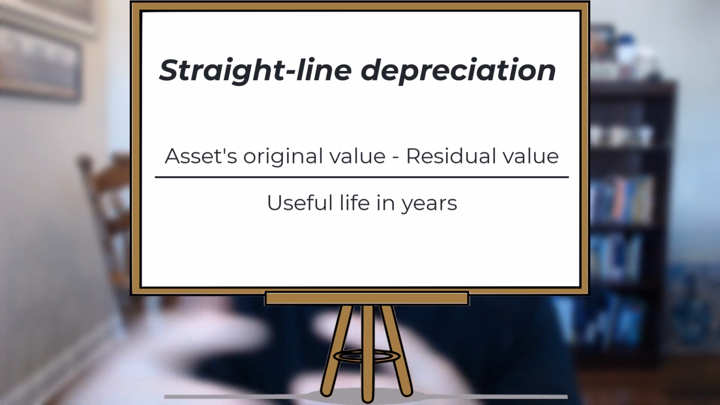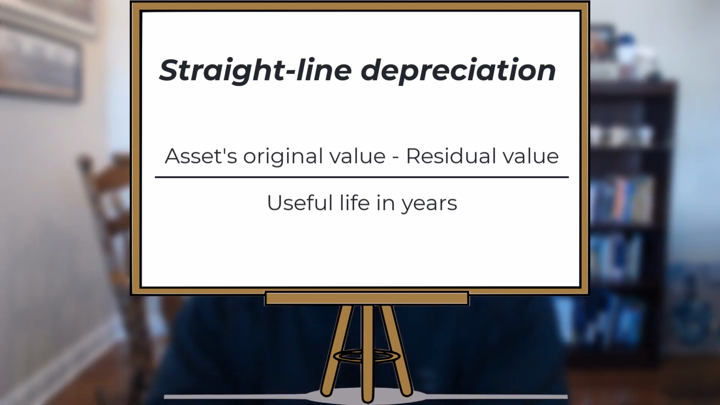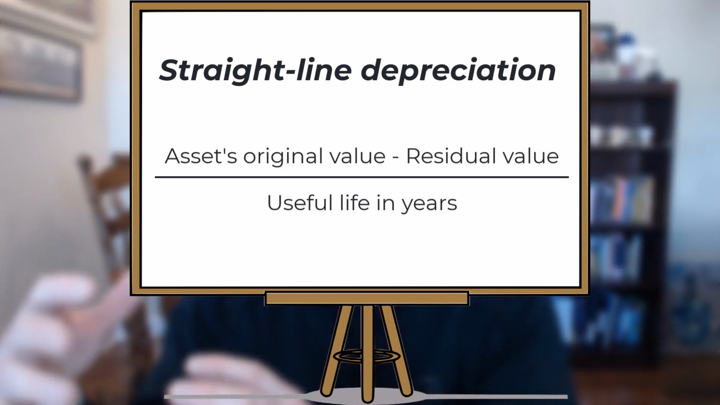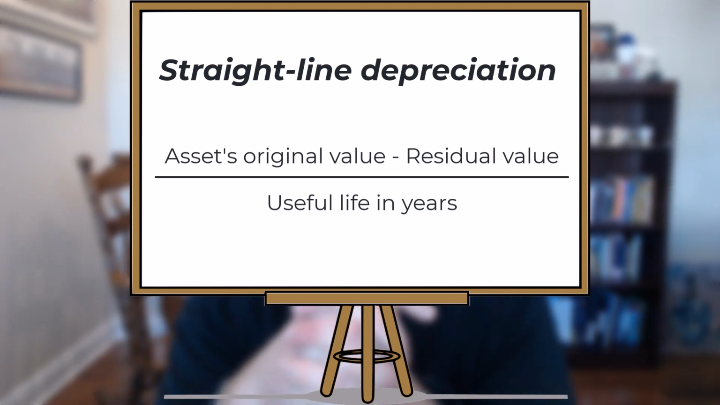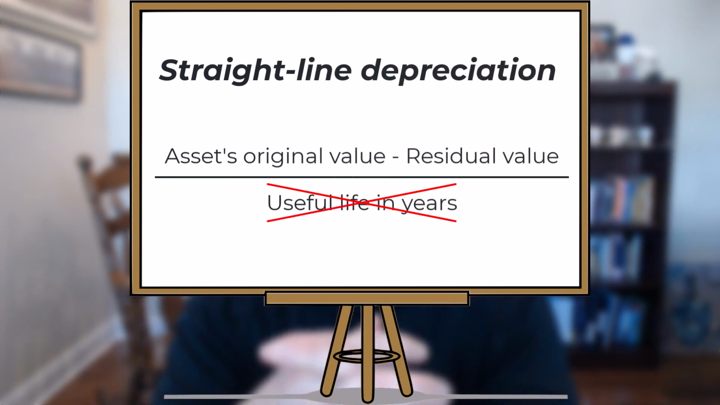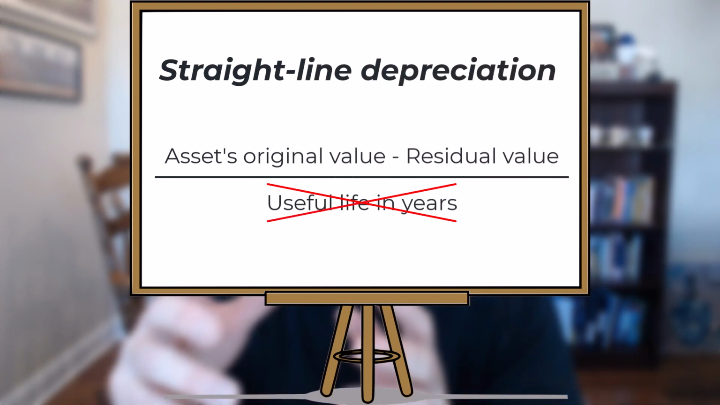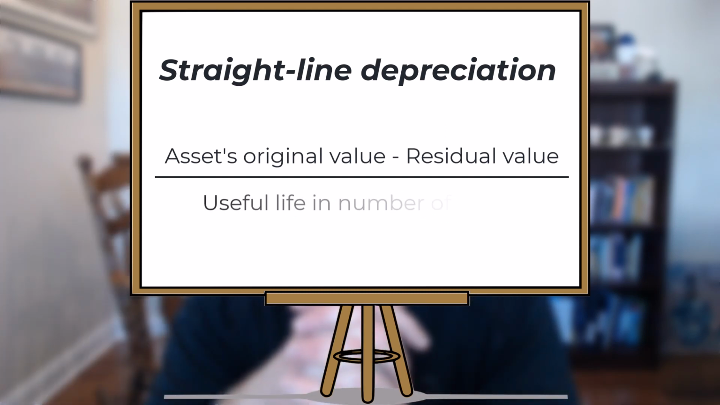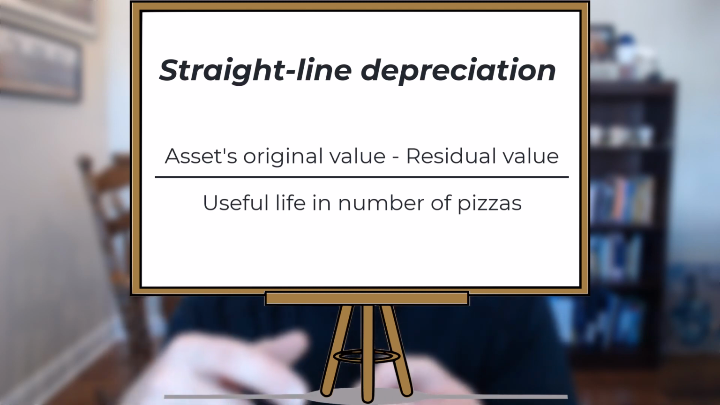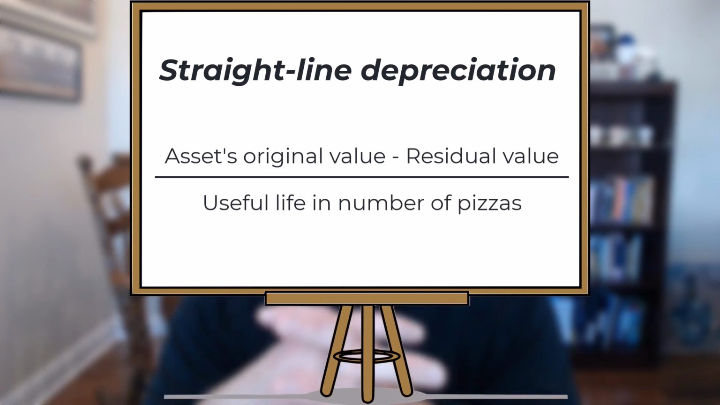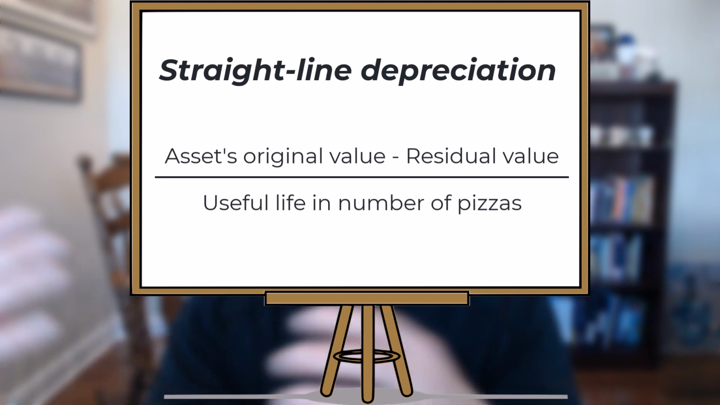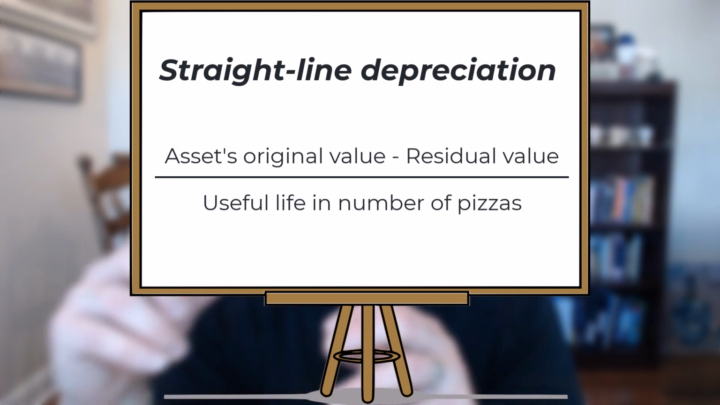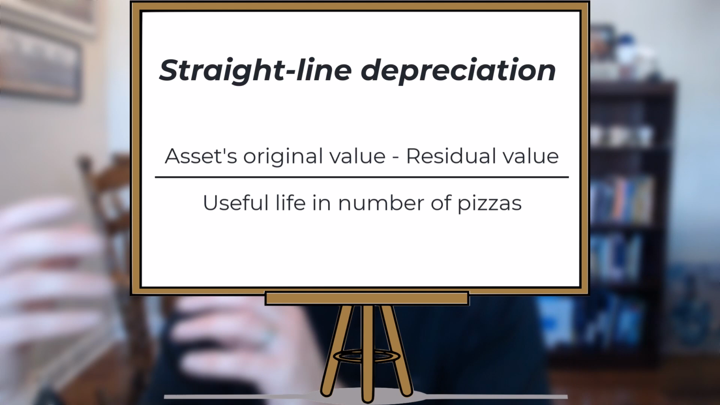The time-based method would say just spread it out equally over each of the 10 years that you use the oven. An activity-based method would say, instead of taking the years and putting the years in the denominator of the calculation, you should take the number of, say, pizzas you think you can make using the oven and use that in place of time. So if we think we can make 1 million pizzas over 10 years with this oven, instead of dividing by 10, we would divide by 1 million.